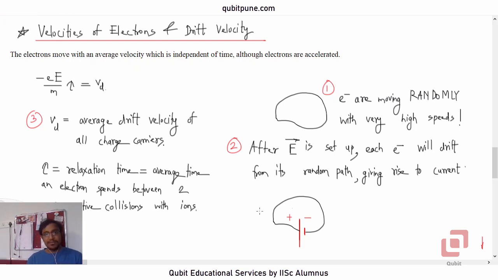Okay, the ions don't move, right? The ions don't move, only the electrons move. Okay, so now let me explain how this relation came.